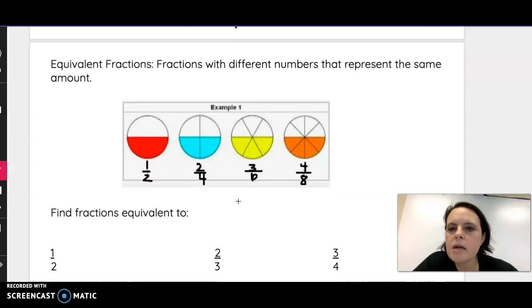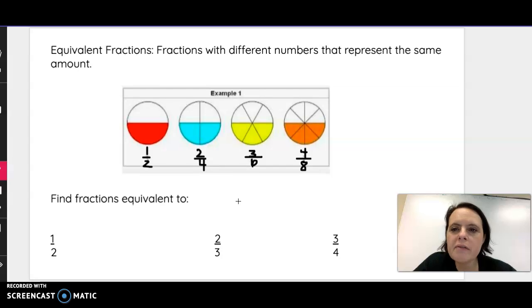All right, now we're going to talk about equivalent fractions. Equivalent fractions are fractions with different numerators and denominators, but they represent the same amount. If we look at this picture, we can see that, let's say, a pizza is cut into half. So it's 2 pieces, and one of them is shaded, so that's 1/2. Now, it's the same amount of pizza, but now it's cut into 4 pieces. The next one is cut into 6 pieces, and we have 3 of those. And the next one is cut into 8 pieces, and we have 4 of those.